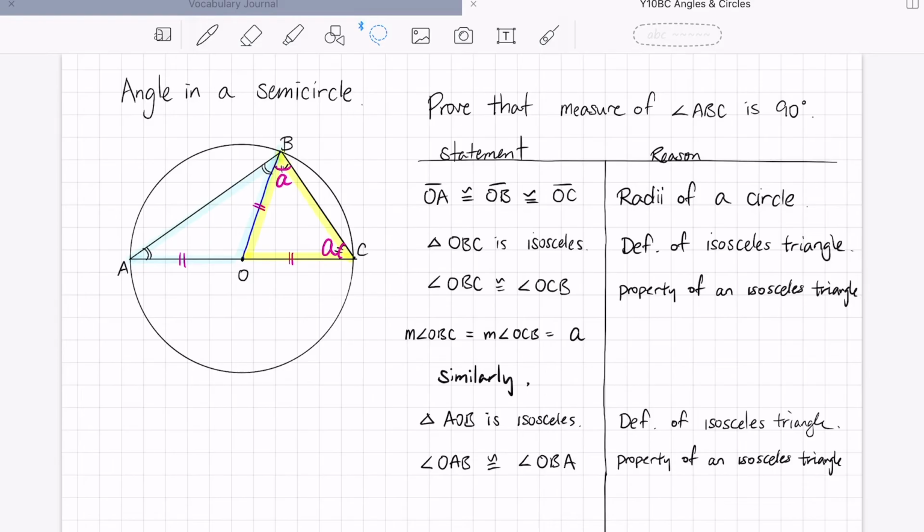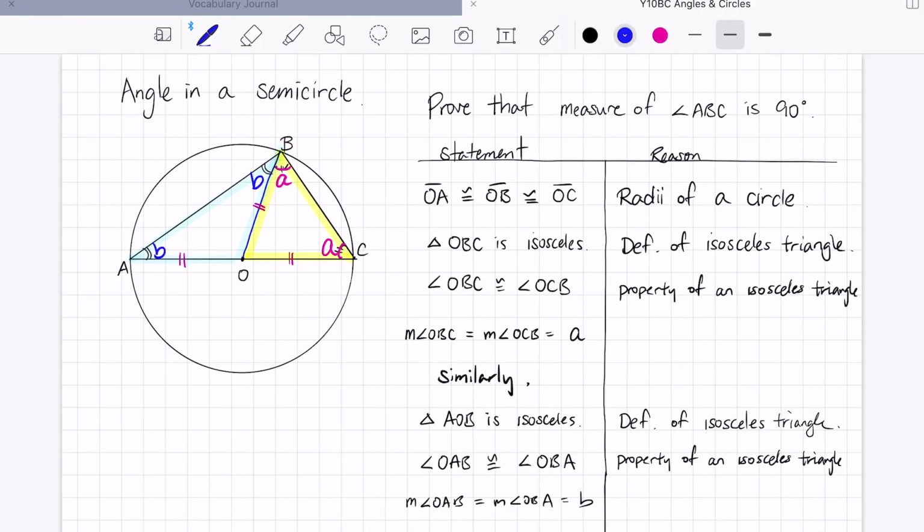And I'm going to mark that angle as angle B. So measure of angle OAB, we're going to call it angle B. So here, I'm going to call this angle B, and this one angle B. Lowercase b in this case.